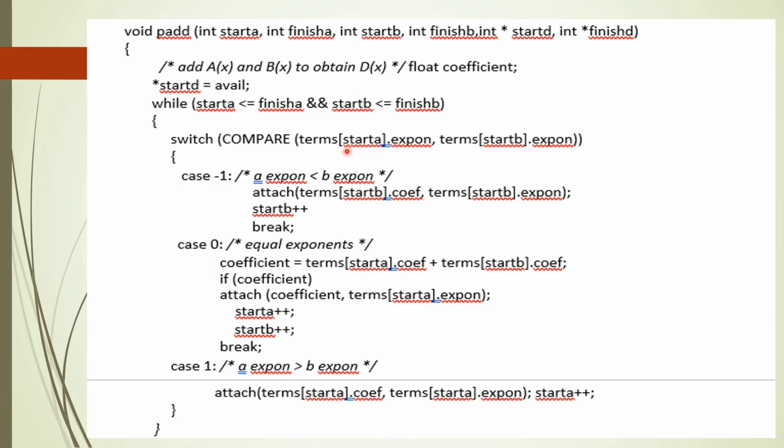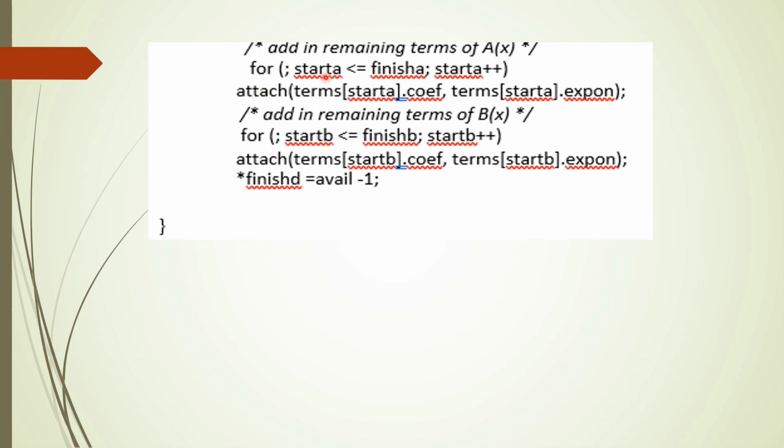If it is 0, it means the leading exponent of the first polynomial and the leading exponent of the second polynomial are both equal. If that is the case, you have to add the coefficient of the first with the second and store that into a variable coefficient. Check whether it is 0. If it is 0, do nothing. You discard the terms from A as well as B. If it is non-zero, you attach that coefficient to the resultant polynomial and increment start A and start B. So start A and start B get incremented to discard the terms that you have added to the resultant polynomial. So these are the statements which are present inside the while loop.